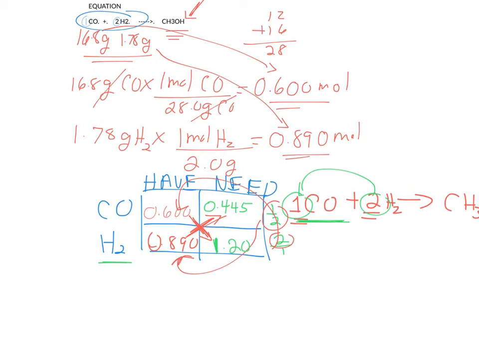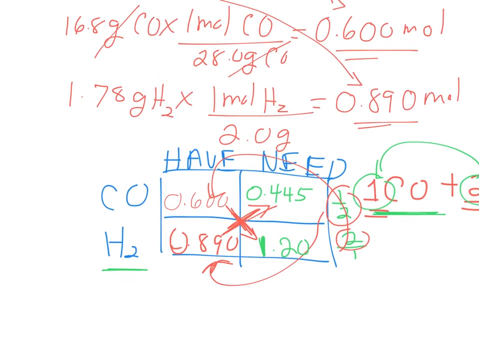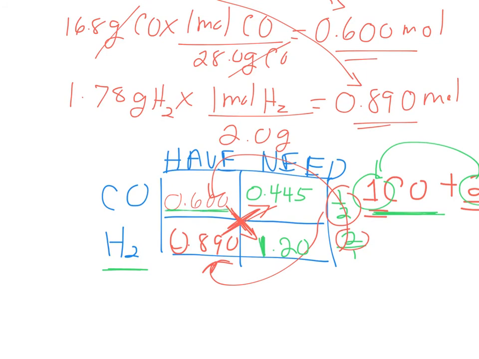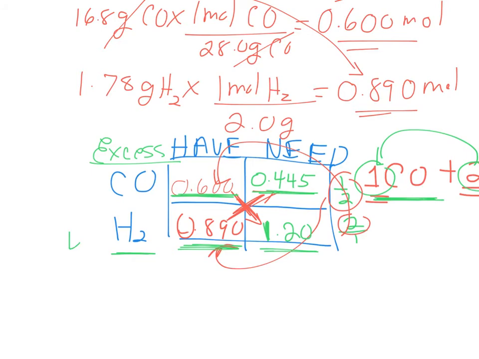All right, now we're going to step back and take a look at what we have here. What this box says is that we have 0.600 moles of CO, but we only need 0.445, which means we have what we need. In fact, we have excess. And for hydrogen, we have 0.890, but we need 1.20. We don't have that. So this is the limiting reagent. The limiting reagent is the hydrogen.